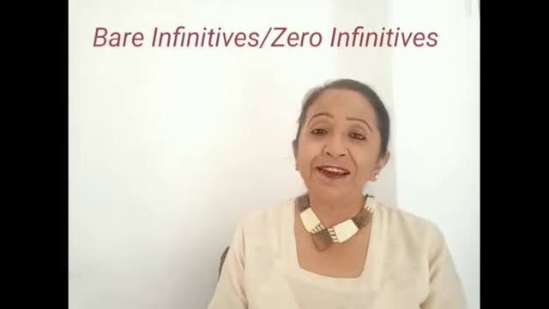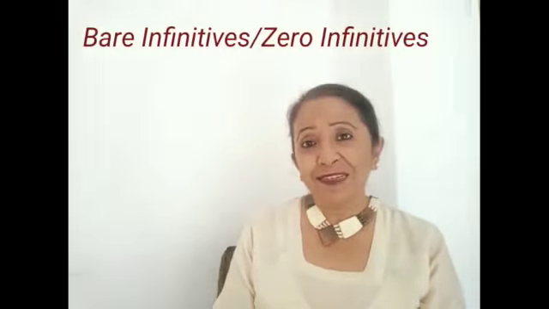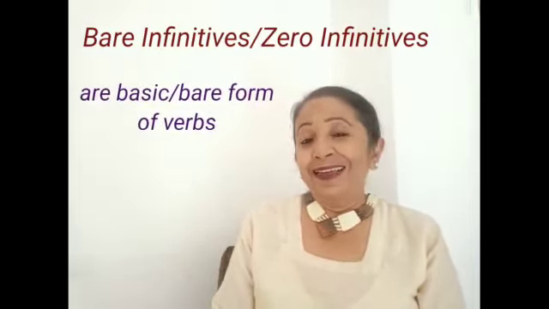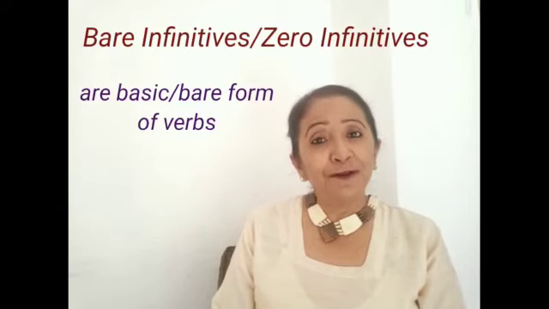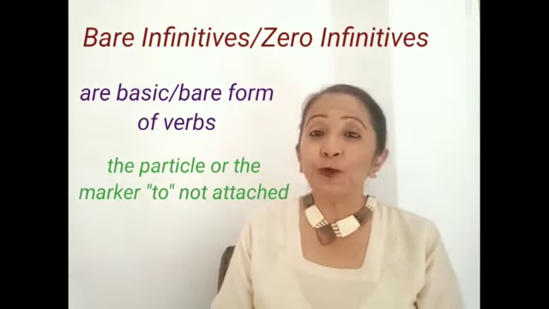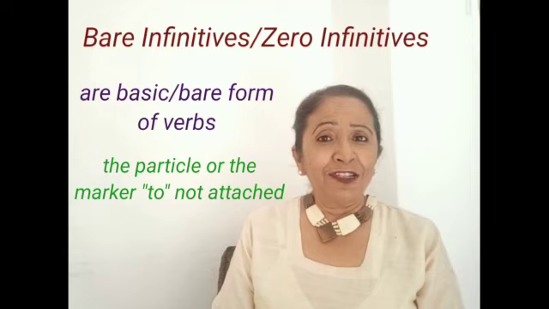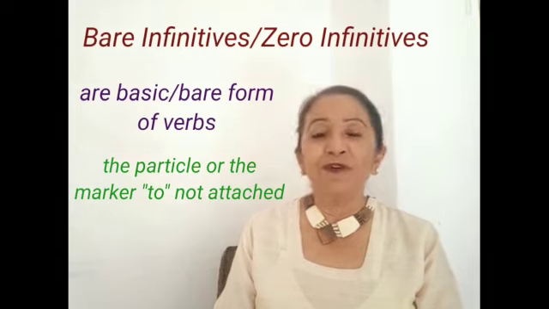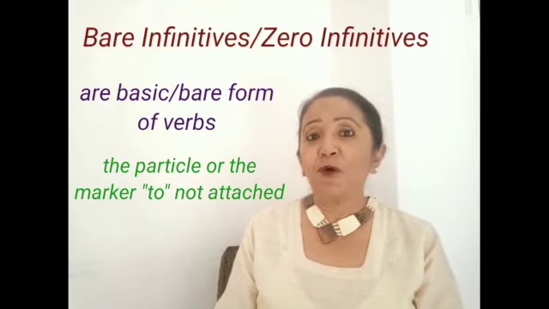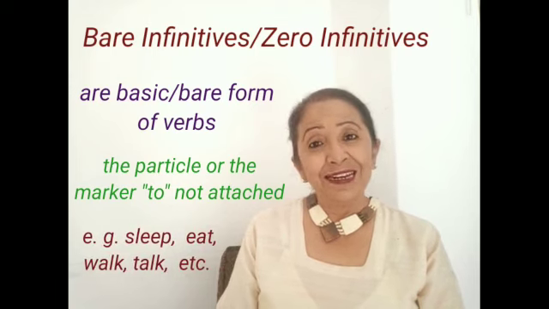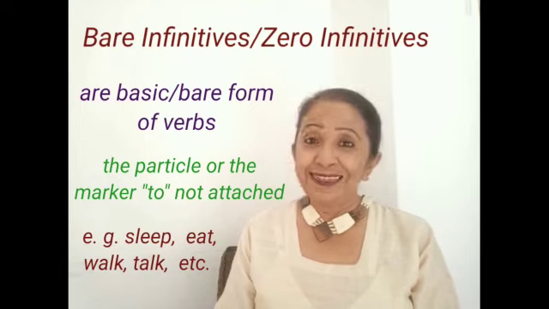Today's topic is bare infinitives. What are bare infinitives? As the name suggests, they are bare. They don't have anything. Like the to infinitives or the full infinitives, they don't have the particle or the marker attached to them. They are just the basic form of the verbs, or the base form of the verbs, or the V1 form of the verbs, like sleep, eat, walk, talk, etc.